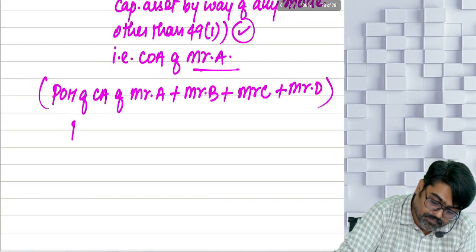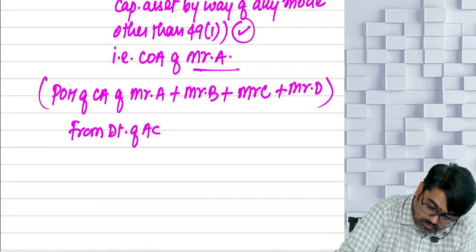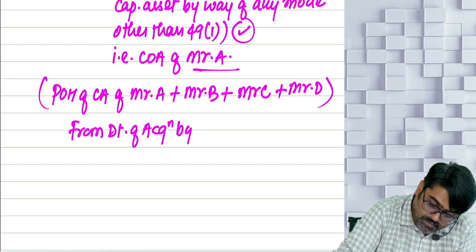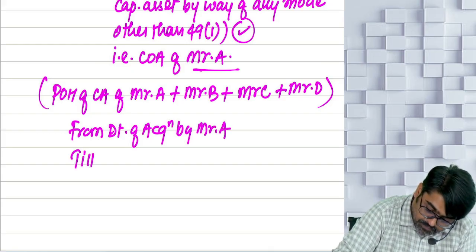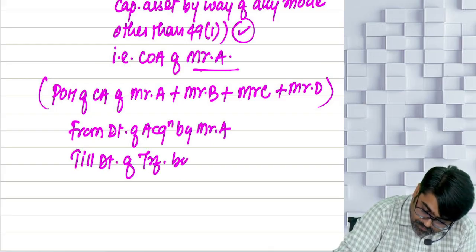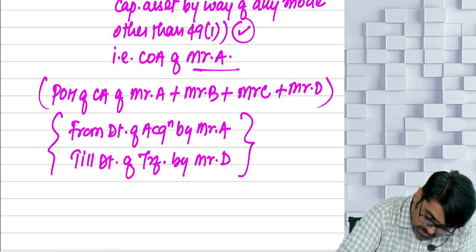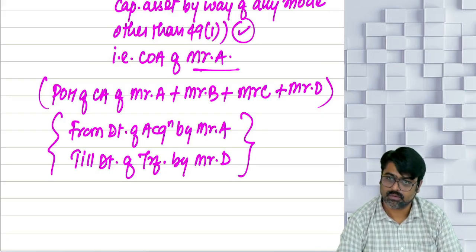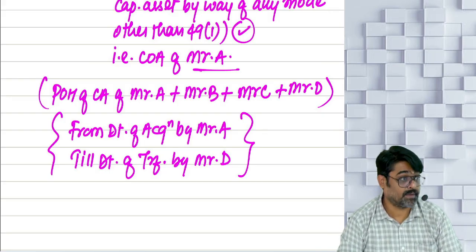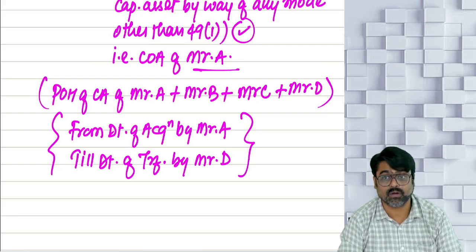So what are you going to do? Start from the date of acquisition by Mr. A till the date of transfer by Mr. D. This will be the period of holding. Understood? Indexation for your period only, if indexation is there, in case, yes or no?